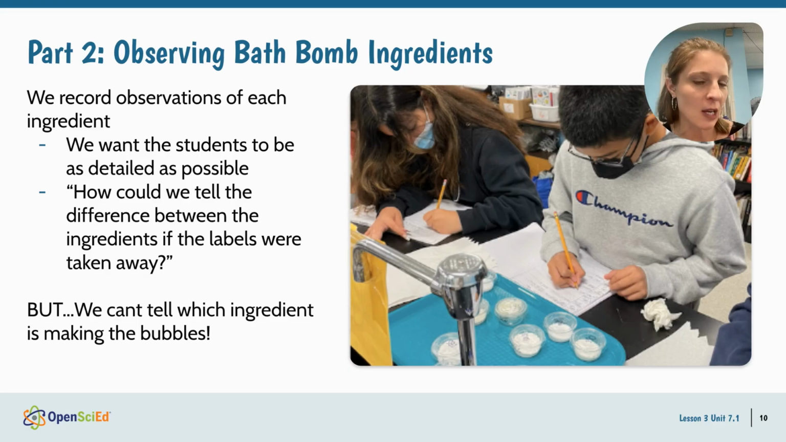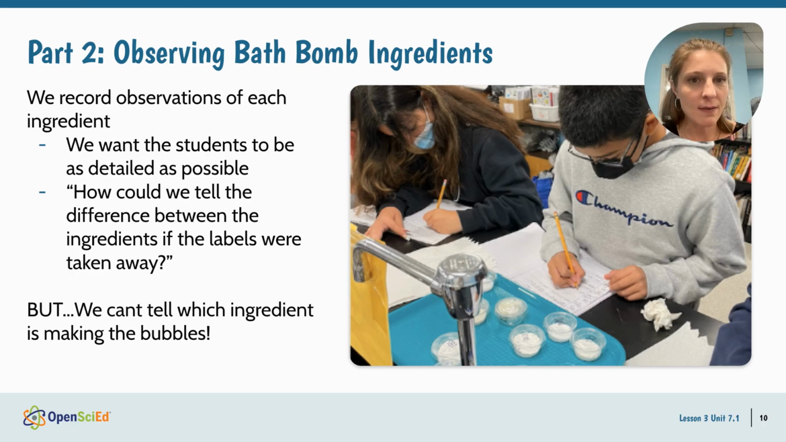We really want the students to make careful observations. So when I initially tried this and I handed it out to my students, I looked at their data and I saw that they were all writing things like they're all white. Okay, well, we need the students to be more detailed than that. And so something that I do in my own classroom is I ask the students this question: all of these ingredients right now have labels on them so that we can tell the difference between them. But what if tomorrow I took these labels off and I gave you a quiz? What kinds of things could you write down rather than they're all white to be able to tell them apart?